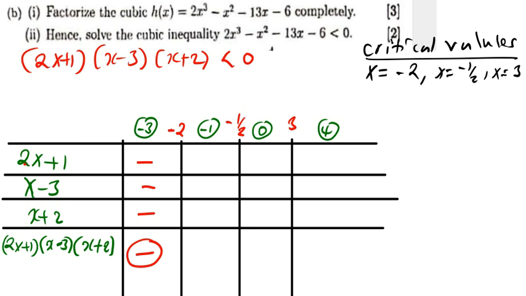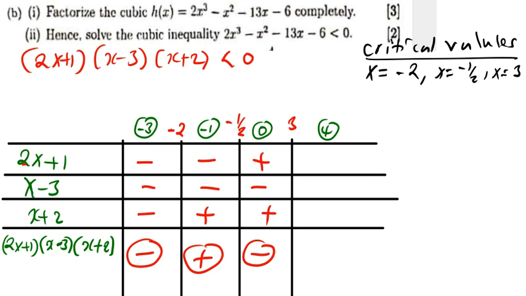So let's put now negative 1. Negative 1 here, it will be negative 2 plus 1, that is negative. Here it will be negative 4, so this is going to be negative. Here it's going to be negative 1 plus 2, positive. So negative times negative, positive times positive, positive. If I put 0 here, it is positive. Here it will be 0 minus 3, negative. Here 0 plus 2, positive. Overall negative, because positive times negative is negative, negative times positive is still negative.